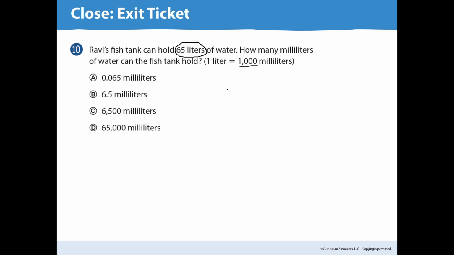So if I have 65 and I'm multiplying by 1,000, I know that my decimal point on whole numbers like this is just at the end. And so I'm multiplying by 1,000. I'm going to move it 3 places, 1, 2, 3, and then fill those spots in with zeros. So the answer is going to be D, 65,000 milliliters.